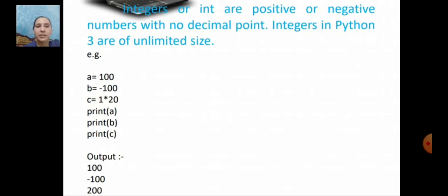Integers in Python 3.7, or whatever version you are using, are of unlimited size. For example, you declare a equals 100, b equals minus 100 and c equals 10 into 20. When you print a, print b, print c and run this program, you get the output 100, minus 100, 200.